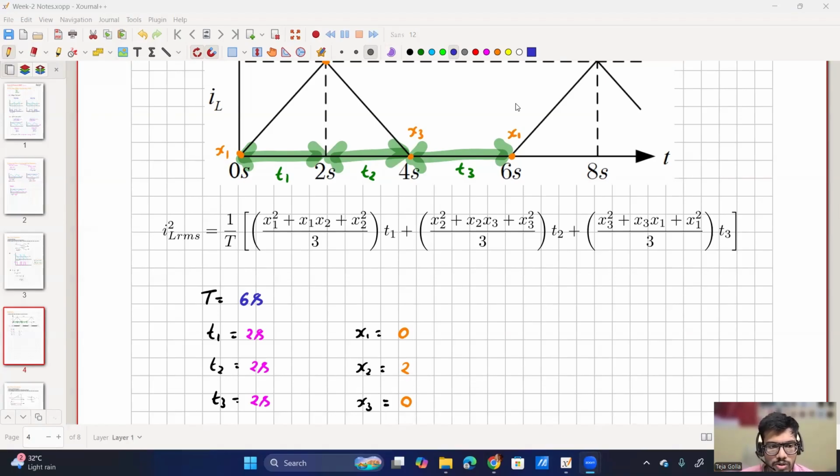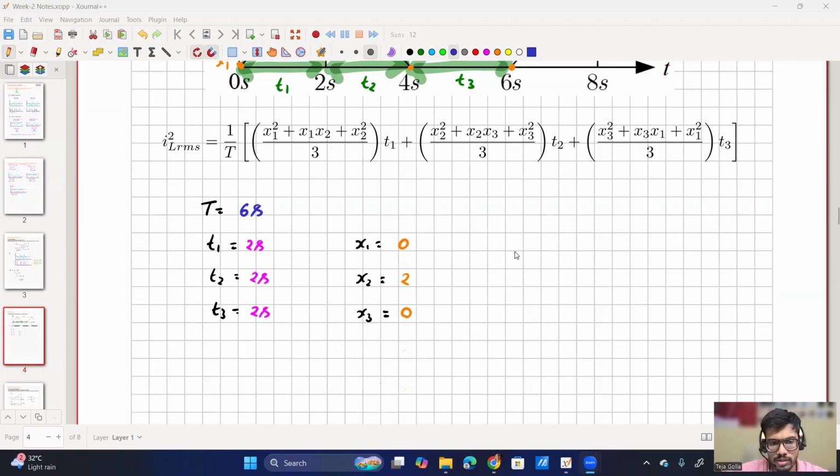What about others? Are you able to solve? It's 2 by 3. Okay, someone says 4 by 3, someone says 2 by 3. Let us check. 4 by 9 and 2 by 3. Let me check. So I'll substitute the values.